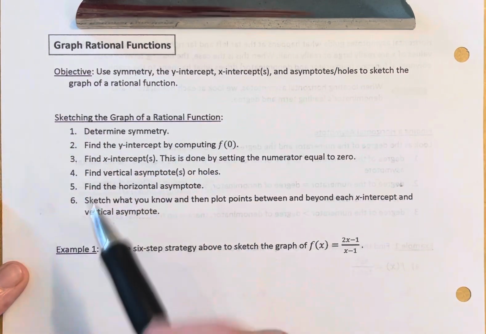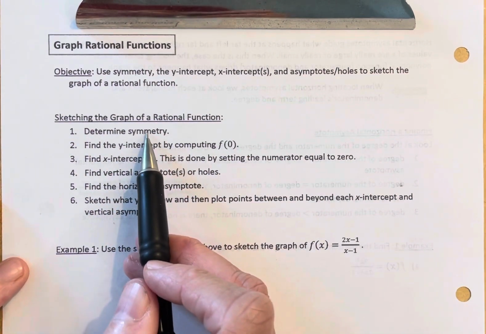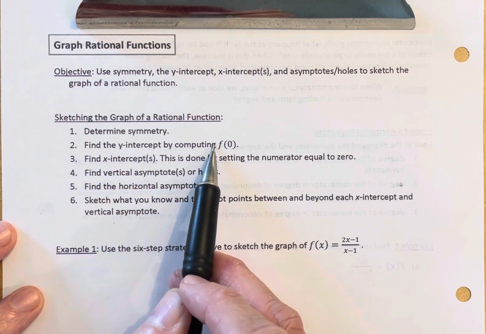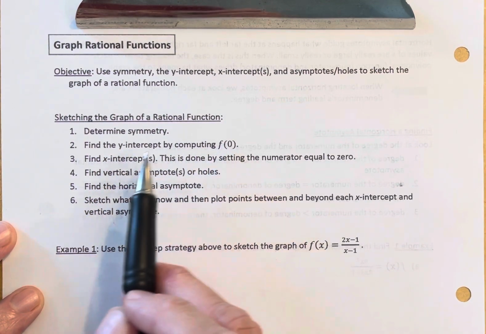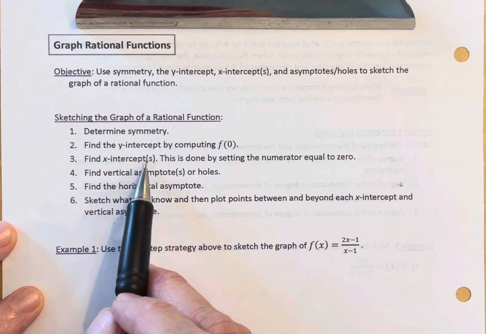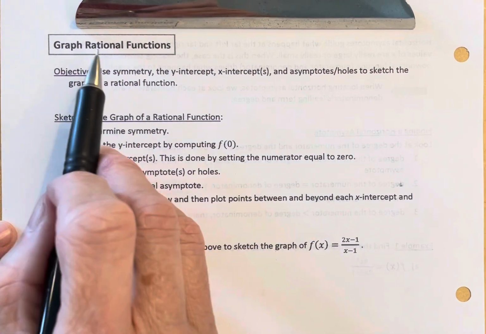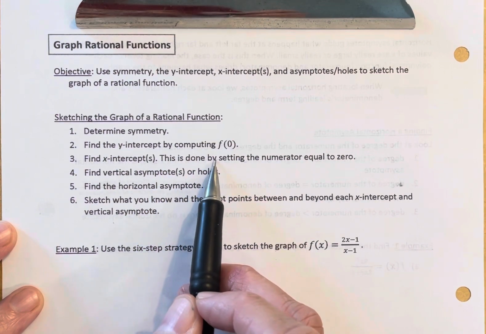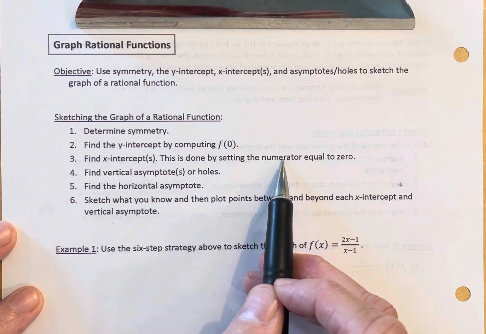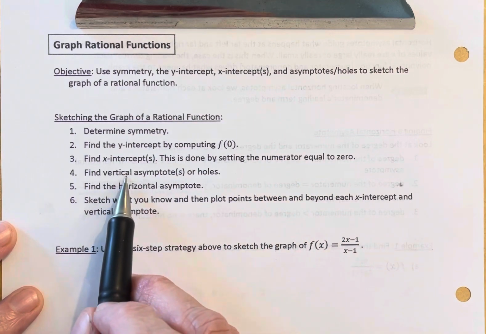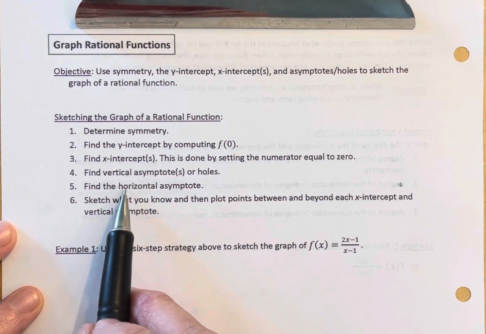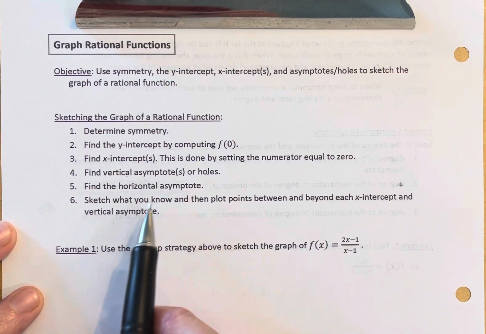The steps for doing it: we want to first determine if there's any symmetry. Then we can find the y-intercept pretty quickly by putting 0 in for x. We then find the x-intercepts. Now we're talking about rational functions, so the only way a rational function is equal to 0 is if the numerator is equal to 0. Then we can look for vertical asymptotes or holes. Is there a horizontal asymptote or not?